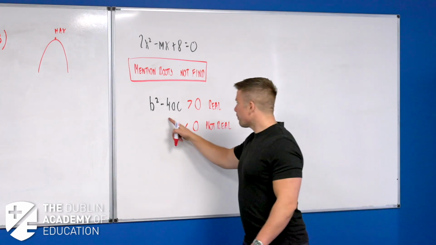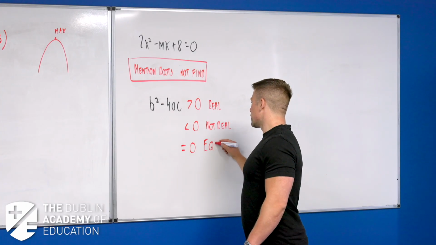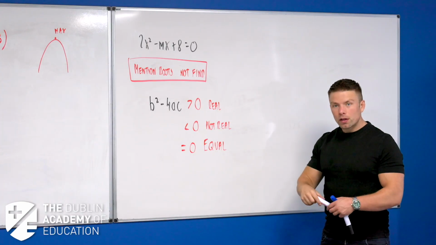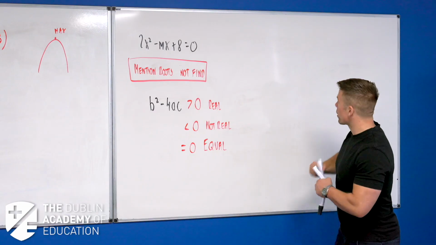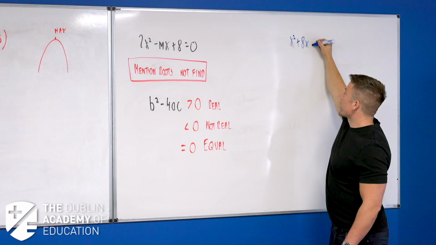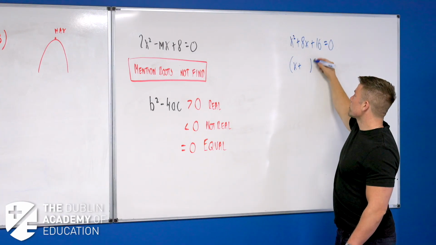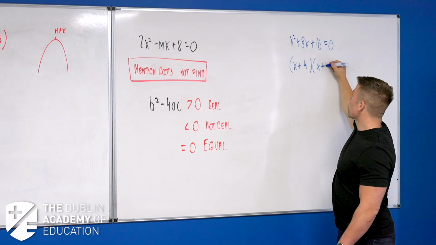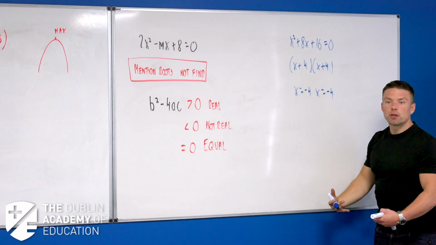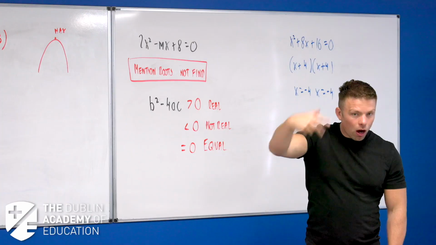But if that is equal to 0, well then the roots are equal roots. And all that means is the roots are the same. So let me just give you an example of that and then we'll do this question. This is a quadratic with equal roots, x squared plus 8x plus 16. If I was finding the roots of this, x plus 4 and x plus 4. So the roots are the same. The roots are equal.